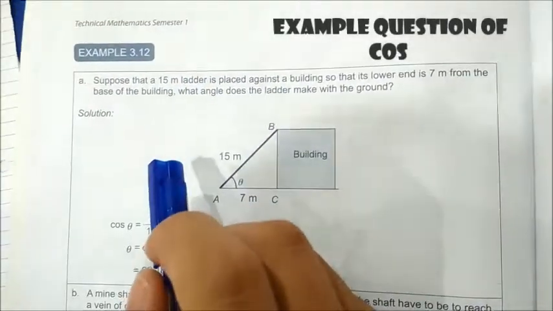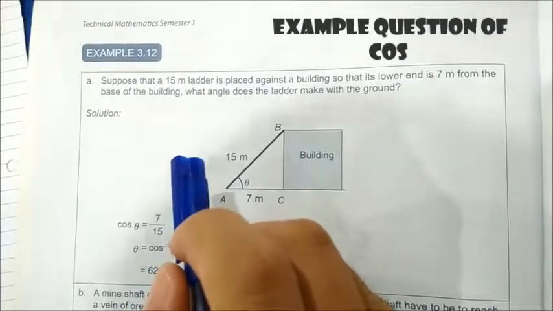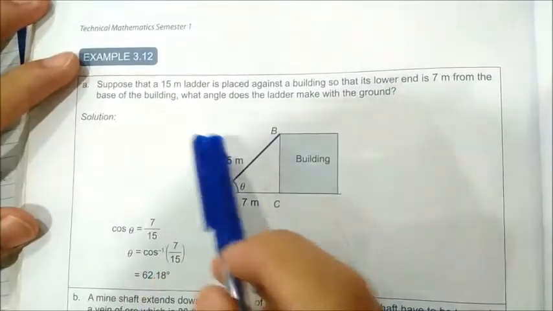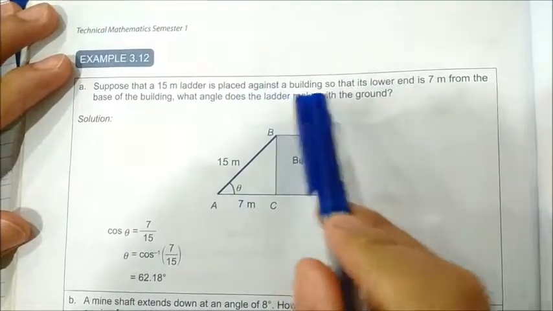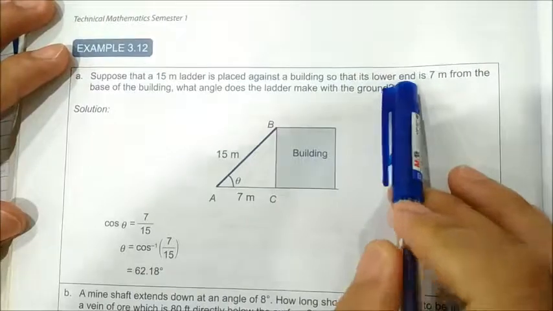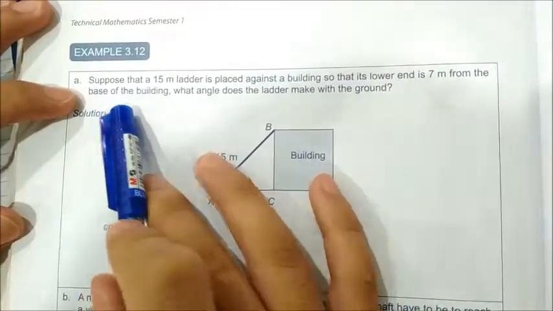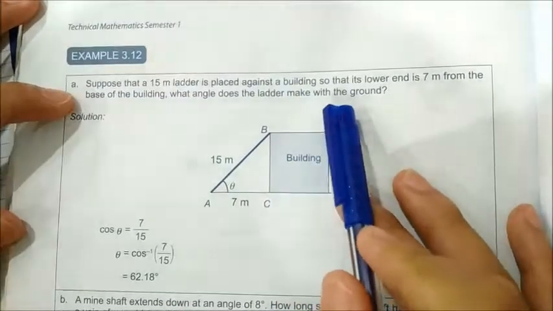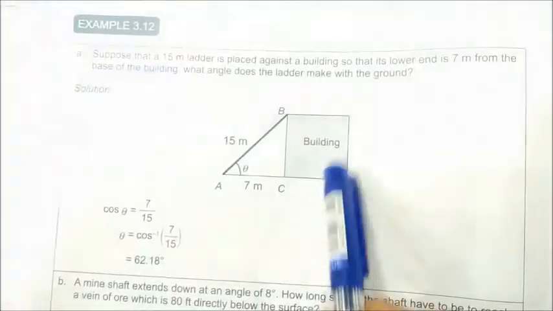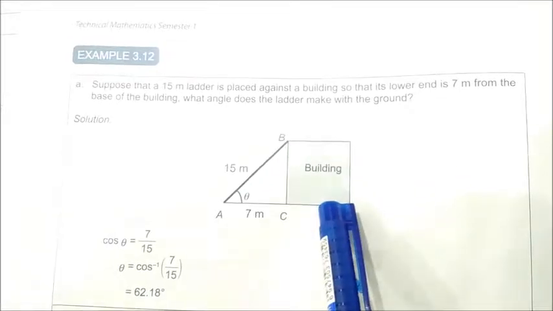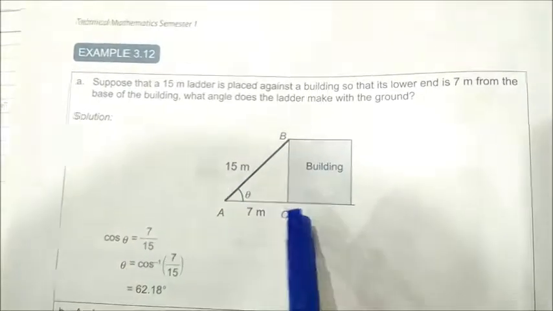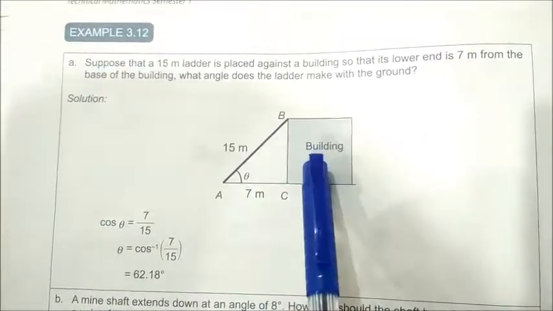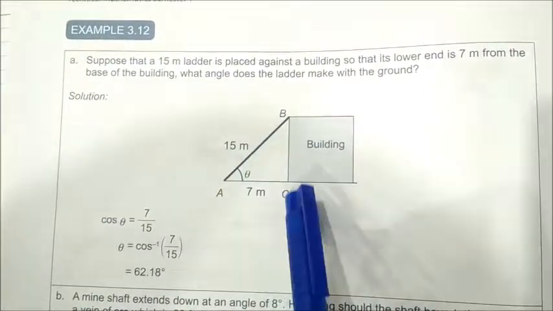This is the example question of trigonometry function. Suppose that a 15-meter ladder is placed against a building so that its lowest end is 7 meters from the base of the building. What angle does the ladder make with the ground? This is the figure that summarizes the statement above. As we can see, the hypotenuse and the adjacent are given in this figure. That is 15 and 7.